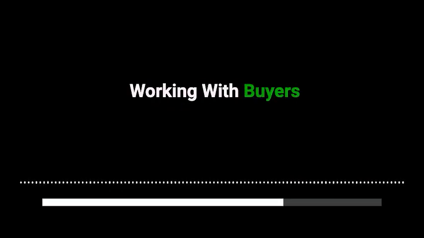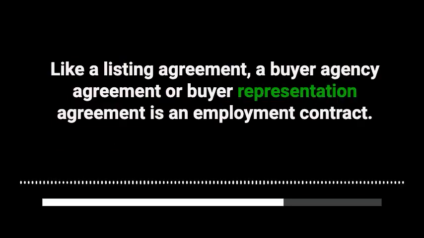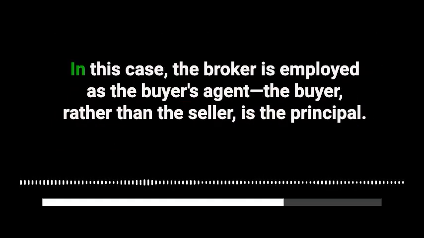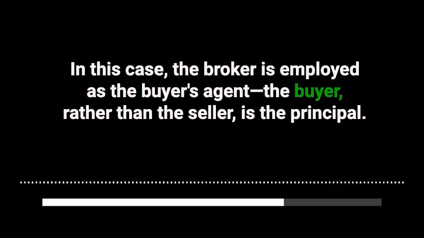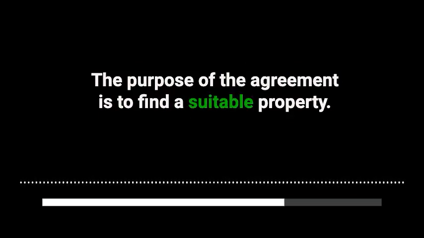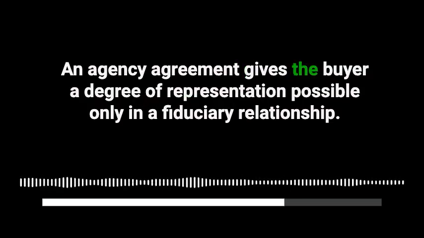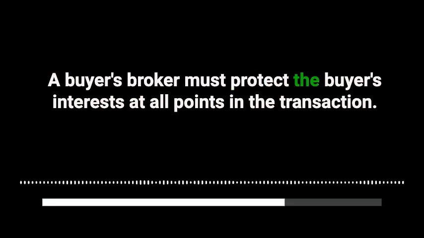Working with buyers. Like a listing agreement, a buyer agency agreement or buyer representation agreement is an employment contract. In this case, the broker is employed as the buyer's agent. The buyer, rather than the seller, is the principal. The purpose of the agreement is to find a suitable property. An agency agreement gives the buyer a degree of representation possible only in a fiduciary relationship. A buyer's broker must protect the buyer's interests at all points in the transaction.